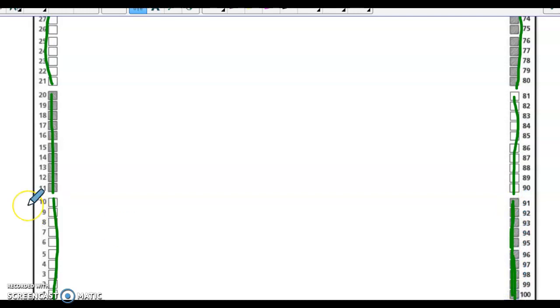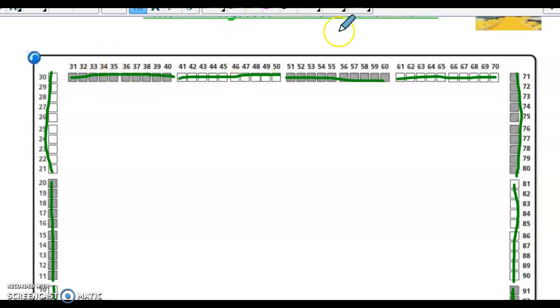All right, and now that you're done and you made it all the way to 100, you drew all those 10 sticks, count up how many 10s there are in 100. 1, 2, 3, 4, 5, 6, 7, 8, 9, 10. 10 10s in 100.